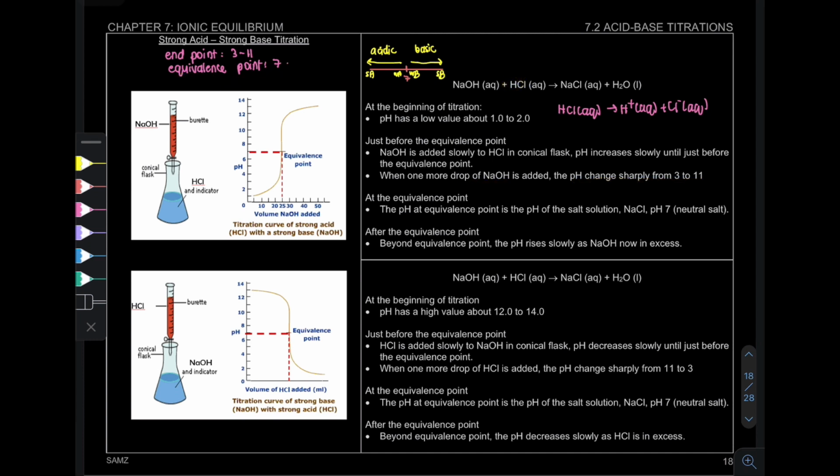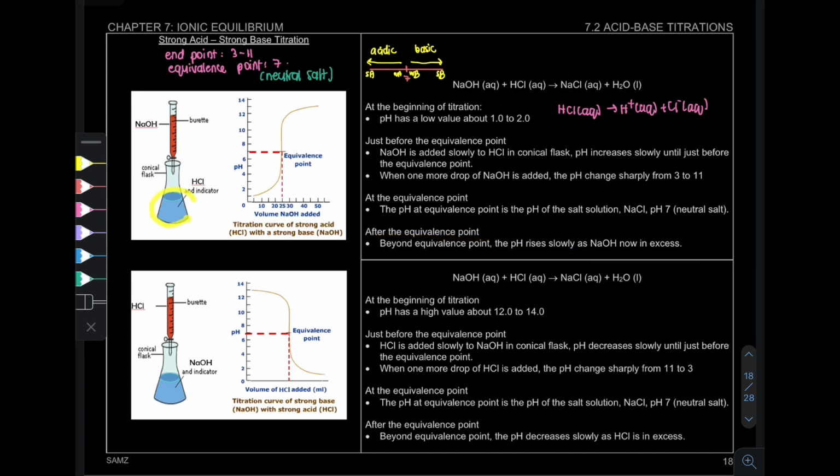And then, at the equivalent point, remember the pH is the pH of the salt solution, which we have learned in salt hydrolysis: strong acid, strong base, neutral salt. So, dekat sini dia pun sama juga lah, equivalent point 7 because it is our neutral salt. And then, after the equivalent point, the pH rises slowly as now NaOH is in excess.